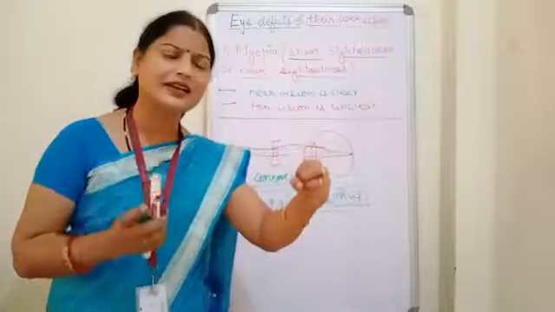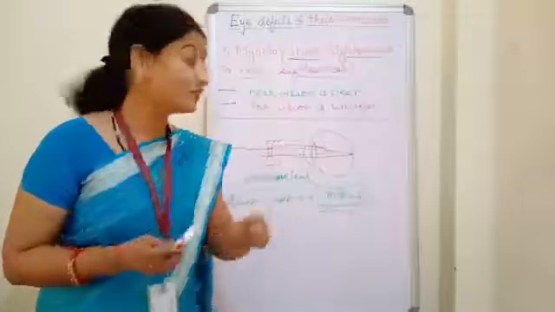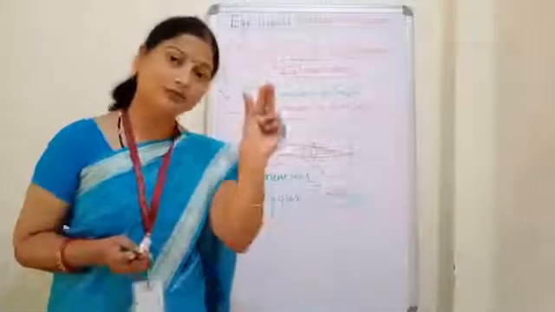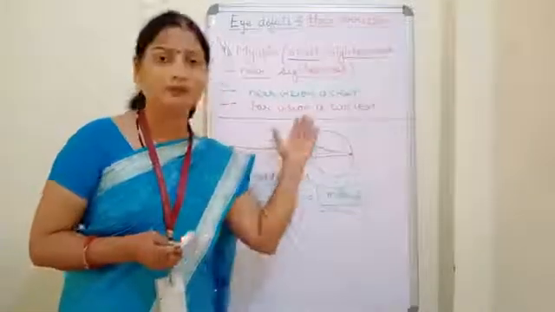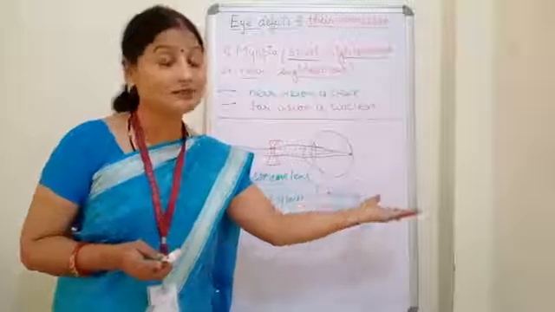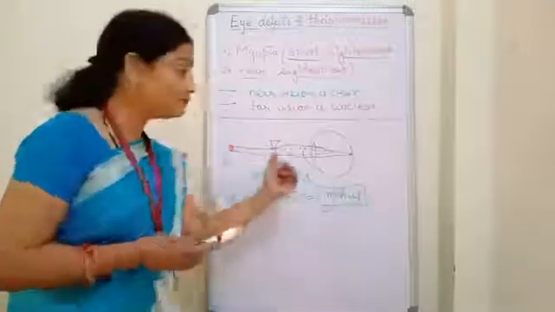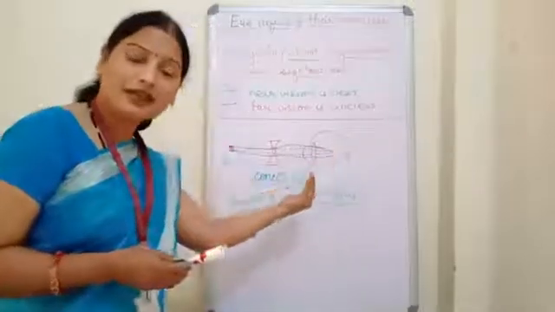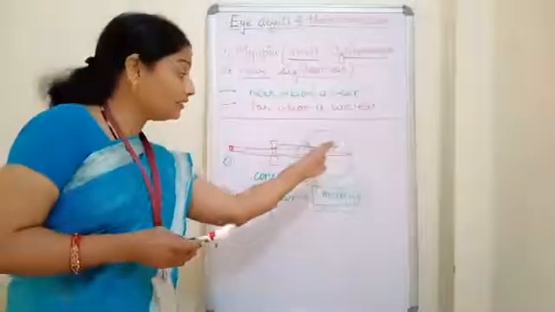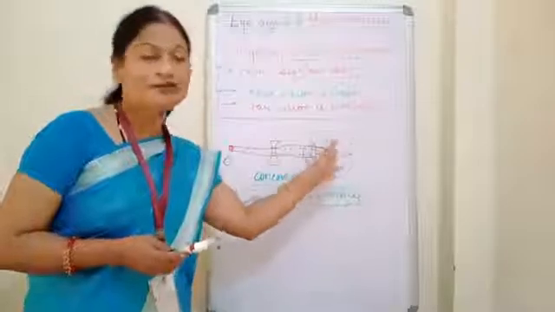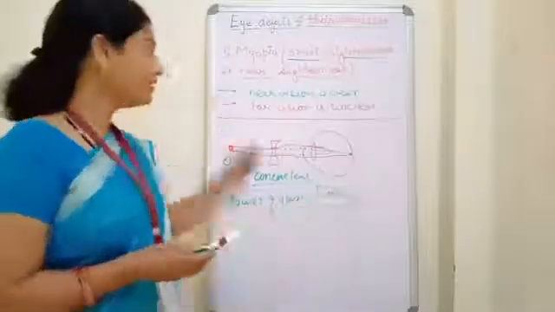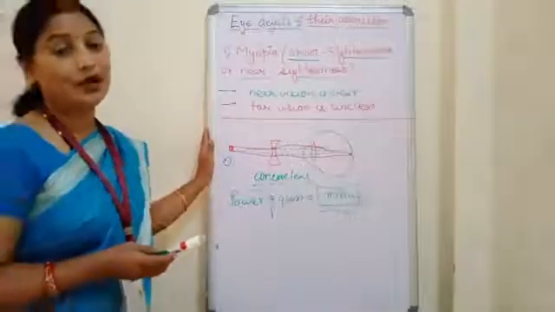They will remain tightened and stiff, and because of that, your lens will change its size and become thick. Because of that, the power of convergence will be maximum. If the power of convergence is maximum, then the ray of light will not form on the retina. It will form in front of the retina, and we will not be able to see the image correctly. So this is all about myopia.